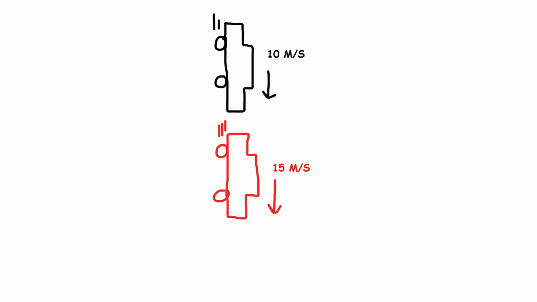Now we're going to look at something slightly more difficult called relative speed. If two cars are moving, the black one at 10 meters a second and the red one in front of it at 15 meters a second, then the red one is moving faster. So the red one is going to pull away and move away from the black car.